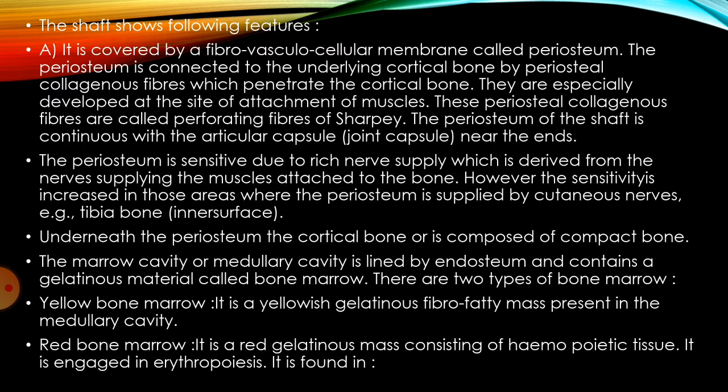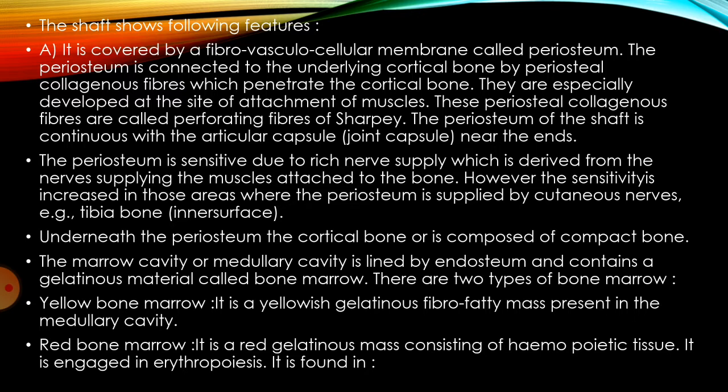Underneath the periosteum, the cortical bone is composed of the compact bone. ये भी हमने देखा था that underneath the periosteum, your bone was made up of compact bone. The narrow cavity or the medullary cavity is lined by the endosteum and contains a gelatinous material called the bone marrow. There are 2 types of bone marrow. Yellow bone marrow, it is a yellowish gelatinous fibrofatty mass present in the medullary cavity, and the red bone marrow, that was a red gelatinous mass consisting of hematopoietic tissue.